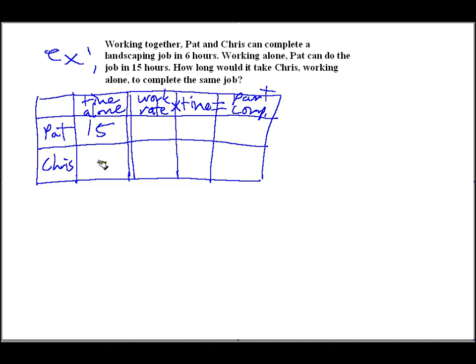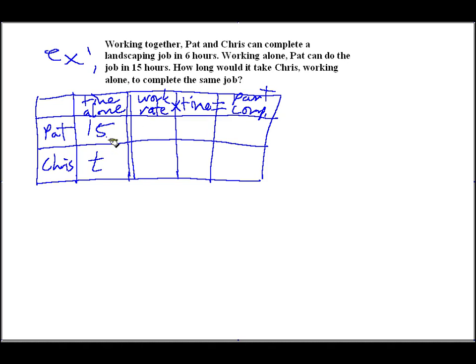How about Chris? How long does he take if he worked by himself? Well, that's what we're trying to find out. How long would it take Chris working alone to complete the job? We don't know that, so let's make that T. Let's assume Chris takes T hours to get this landscaping job done if he worked by himself.